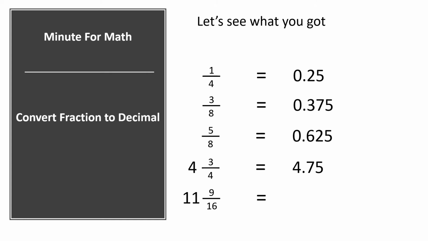If you was trying to use fractions, you have to convert that to an improper fraction, and deal with it and then simplify it. This way you just leave the whole number alone. 3 divided by 4 is 0.75, so 4.75. Same thing here. 11 9/16. 9 divided by 16 is 0.5625.